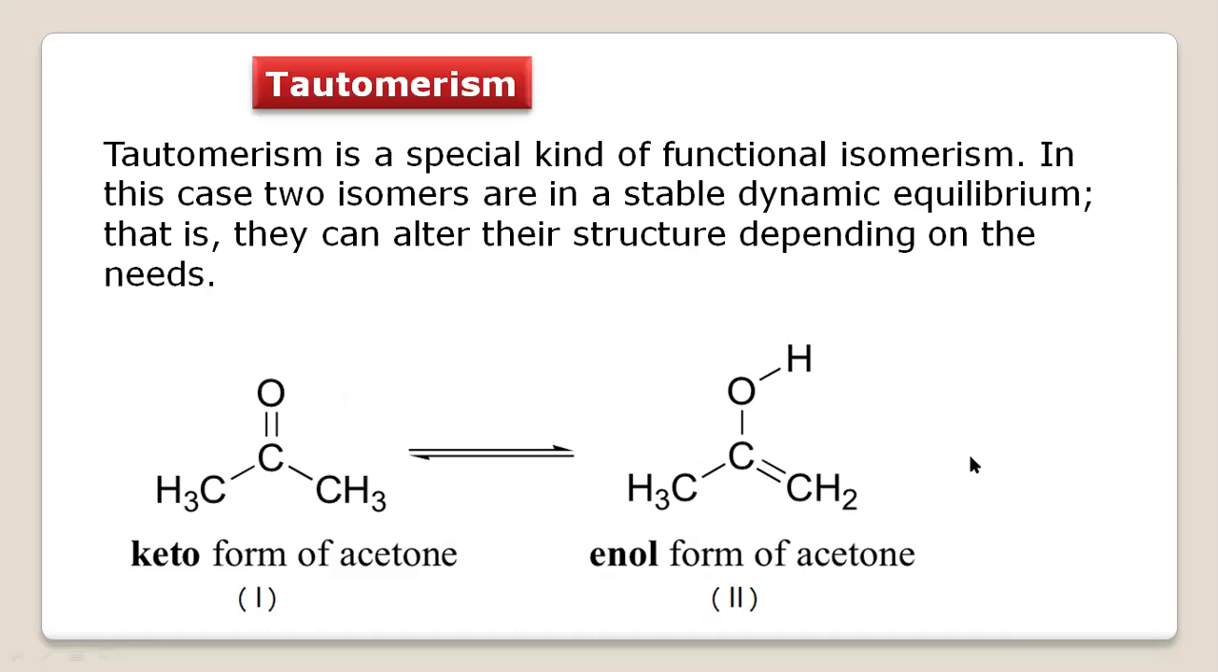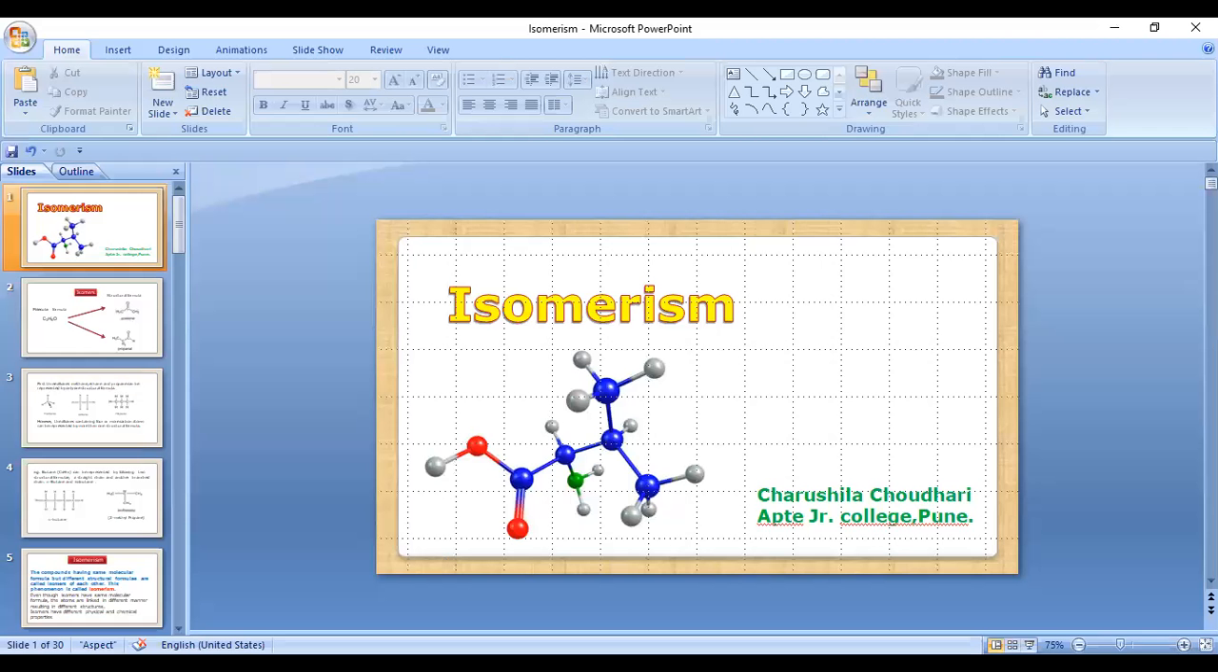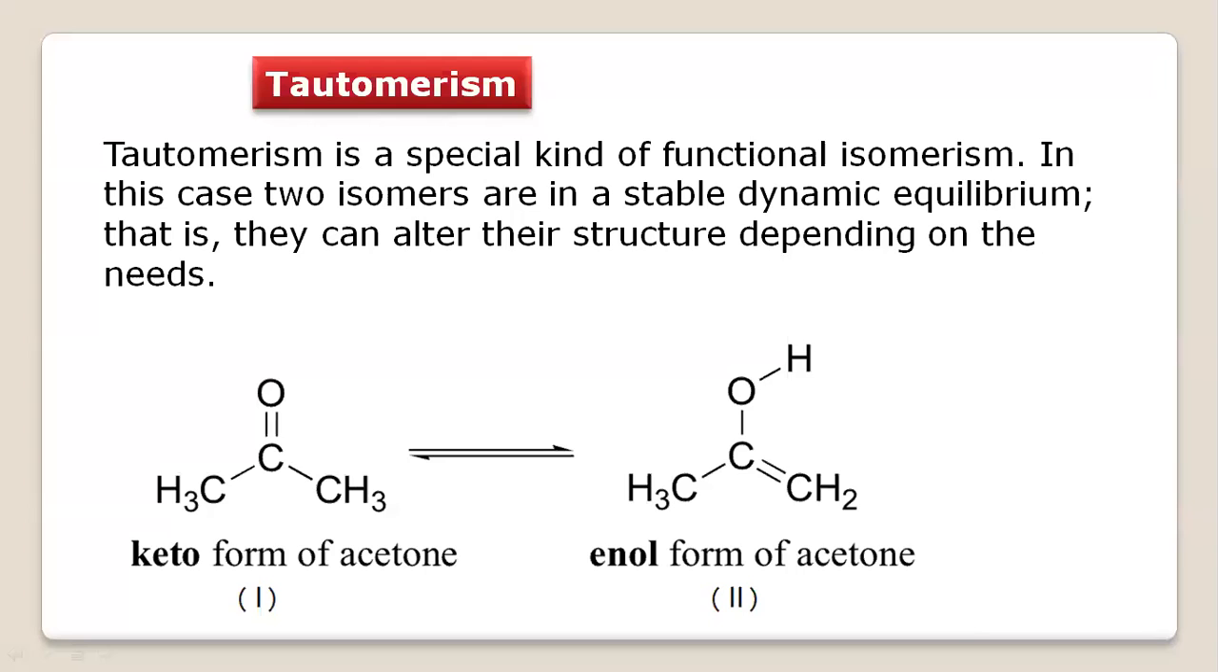The next isomer type is tautomerism. Tautomerism is a special kind of functional isomerism. In this case, two isomers are in a stable dynamic equilibrium and they can alter their structure depending upon their needs. Now see these two structures. One is the ketone CH3 C double bond O CH3, a keto form of acetone.